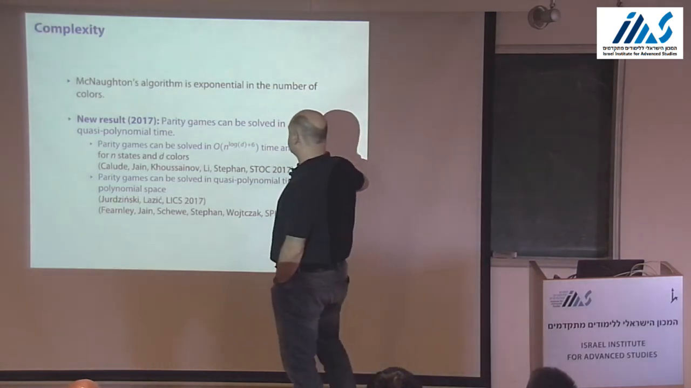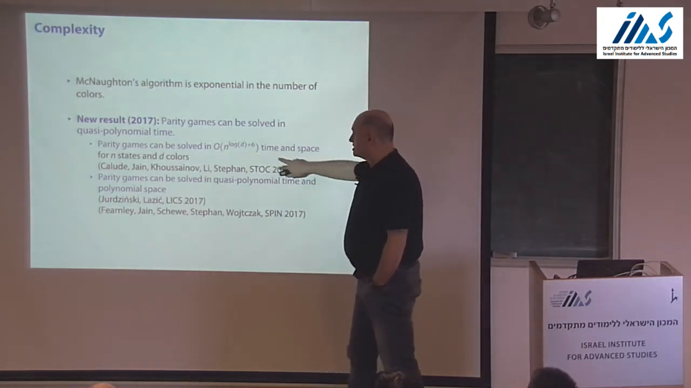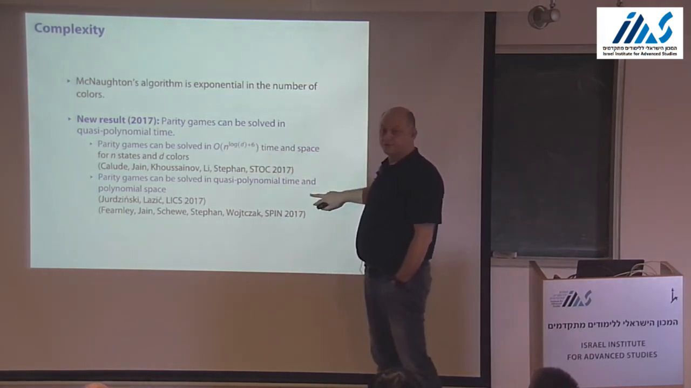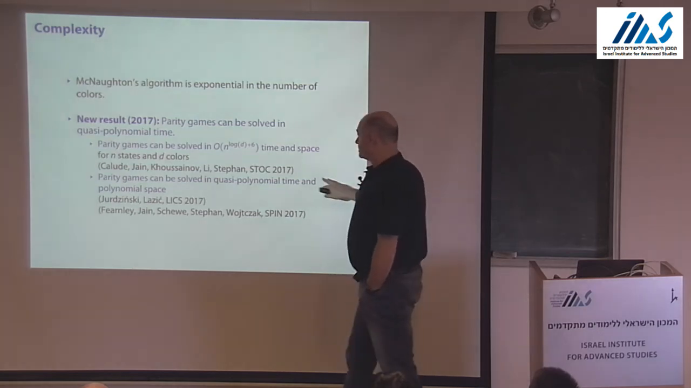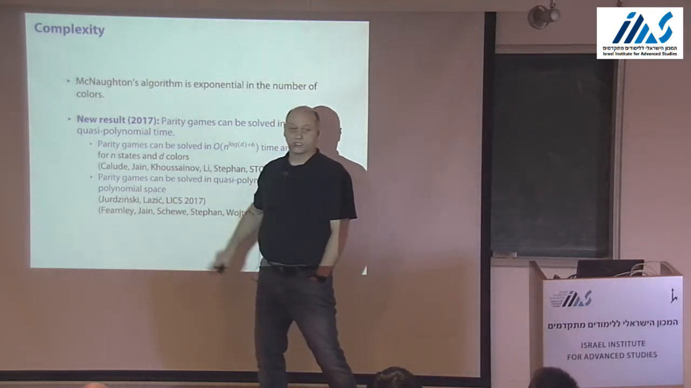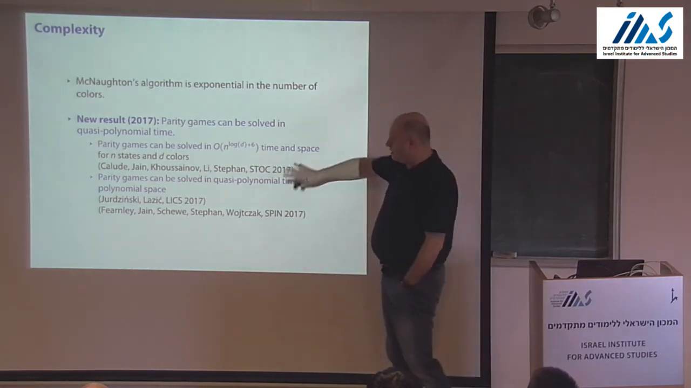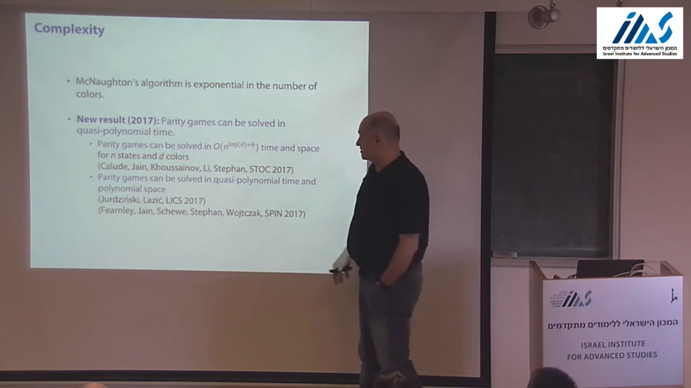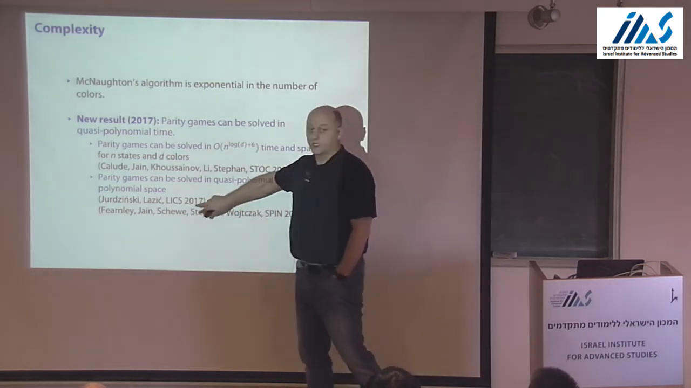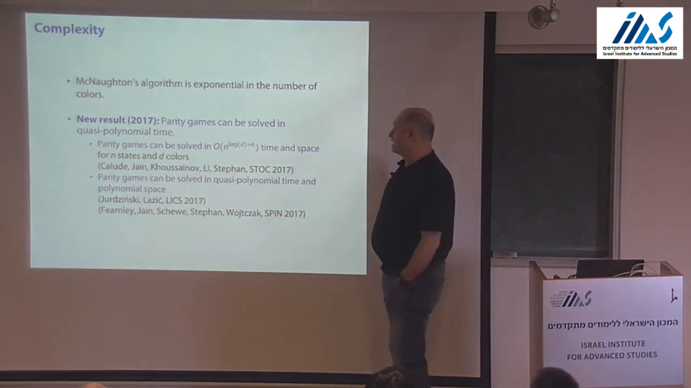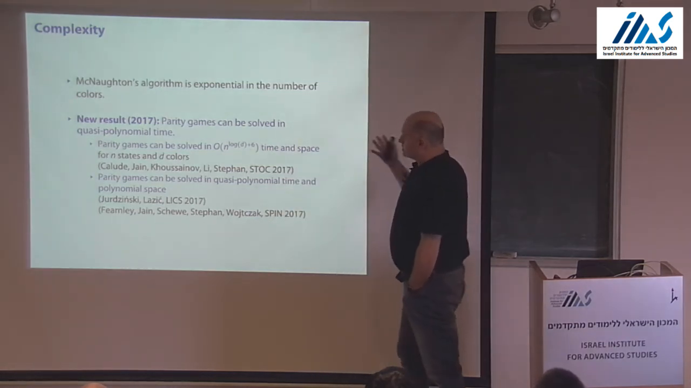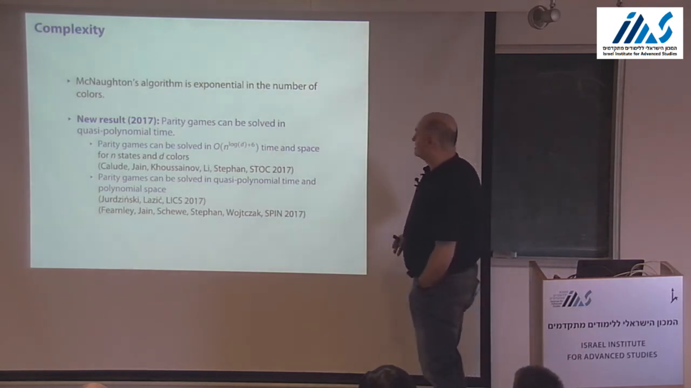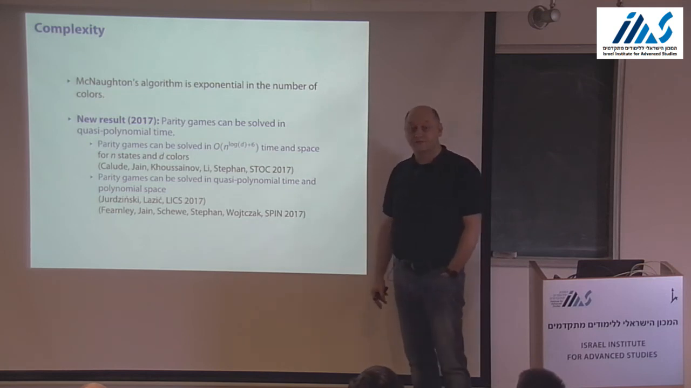The first result showed this for quasi-polynomial time and space, and then quickly there was an improvement to show that you can do this in quasi-polynomial time and polynomial space, and actually that the same principle can be applied to different types of algorithms. This one is based on progress measures. This one is close to the original formulation. So this is exciting, and of course, it is still an open problem if you can do even better.